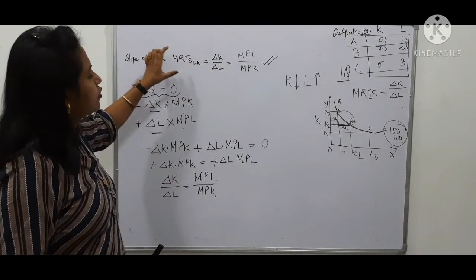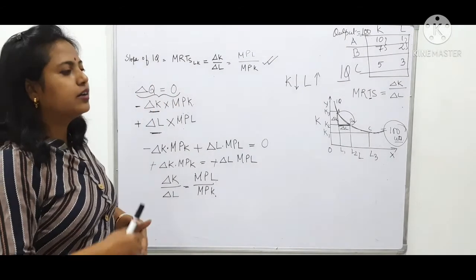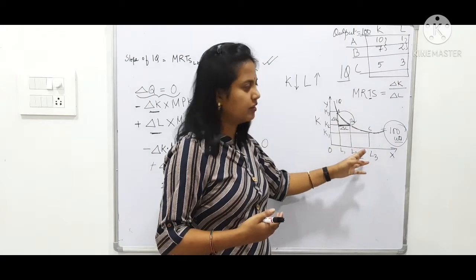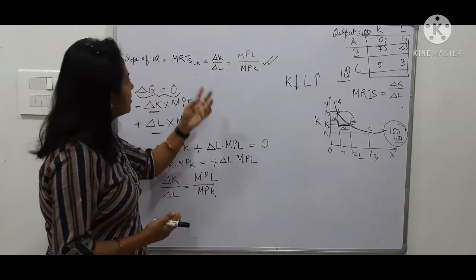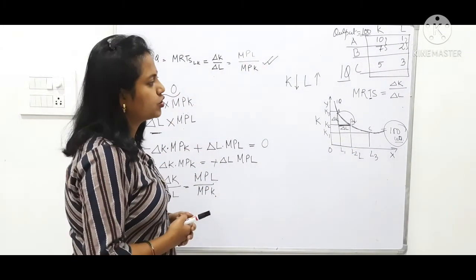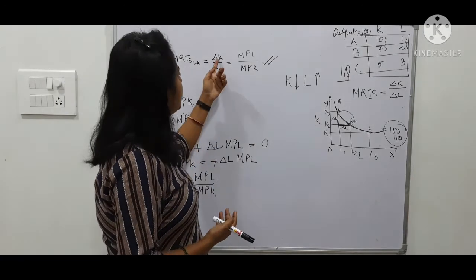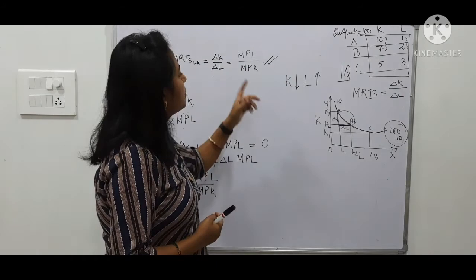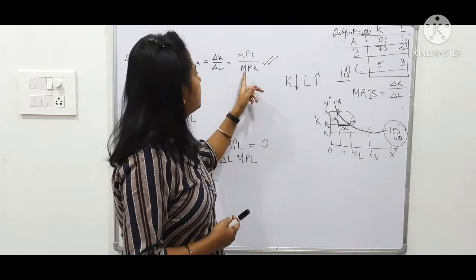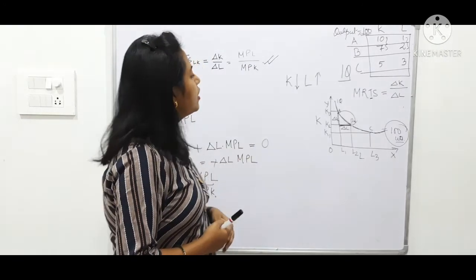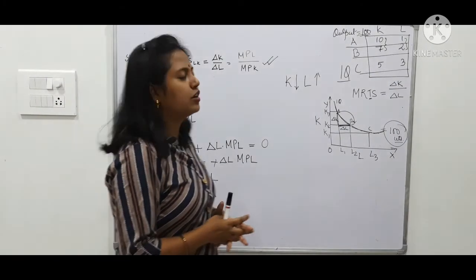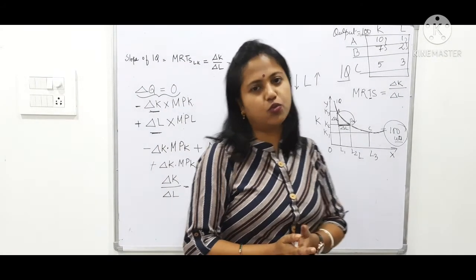The slope of isoquant shows the degree or the magnitude of change in one factor for that of another, which is technically represented as the marginal rate of technical substitution. We can say it is the ratio of the change in capital to the change in labor, and it is also the marginal productivity of labor divided by marginal productivity of capital, which we derived this way. So this is all about the slope of isoquant.